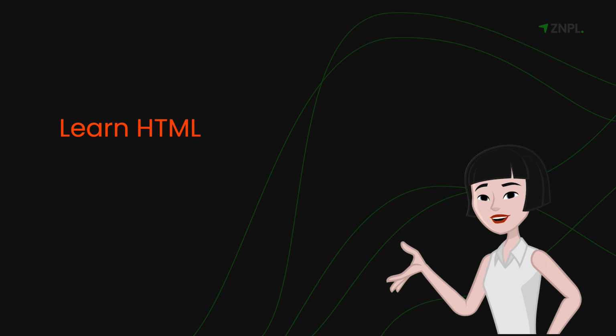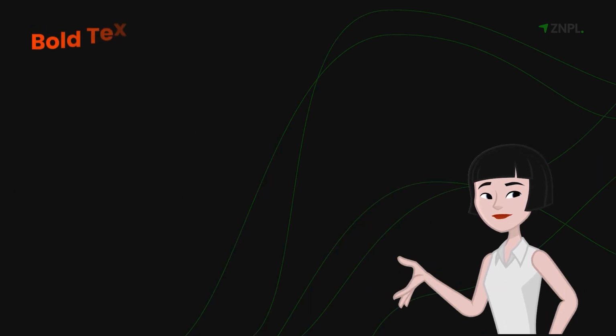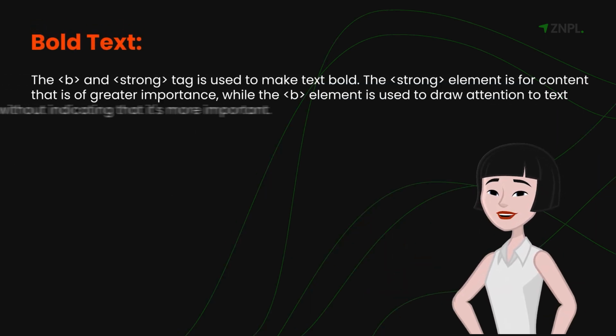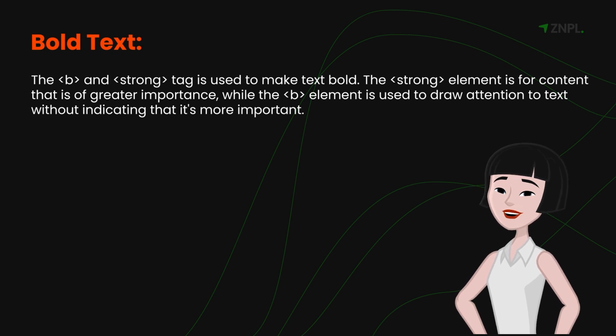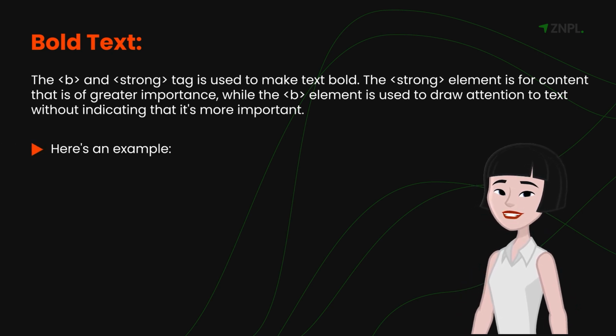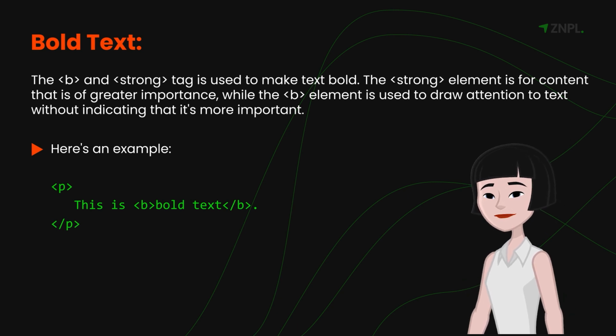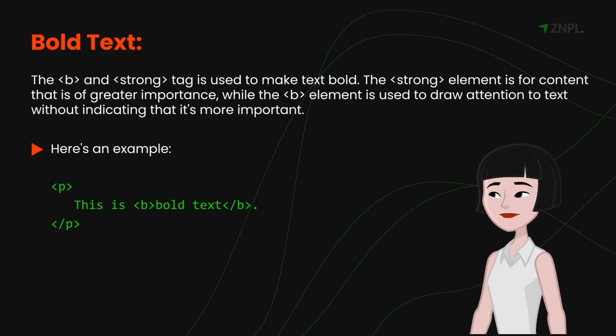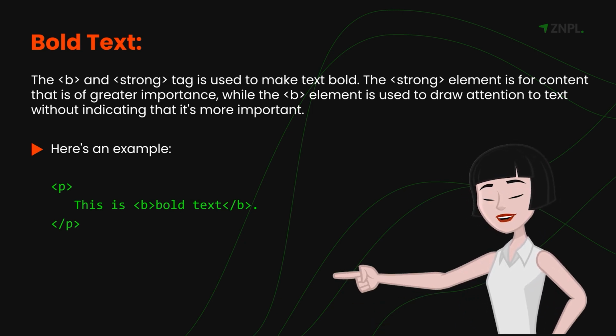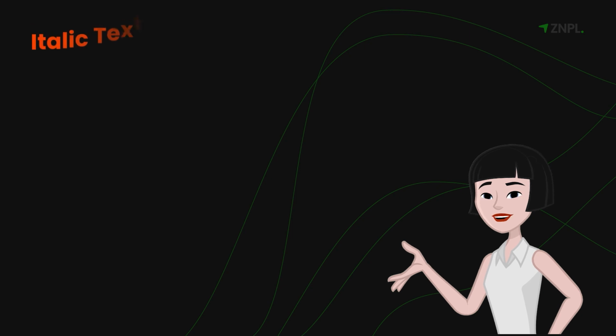HTML text formatting examples. Bold text. The b and strong tags are used to make text bold. The strong element is for content that is of greater importance, while the b element is used to draw attention to text without indicating that it's more important. Here is an example.